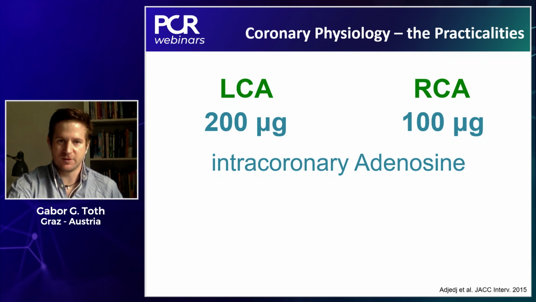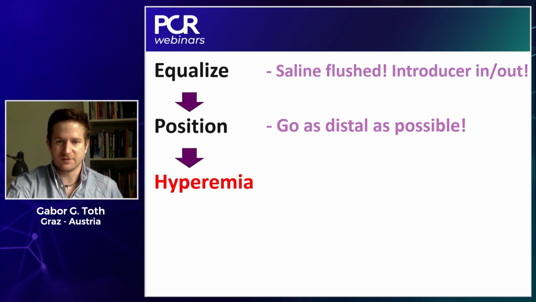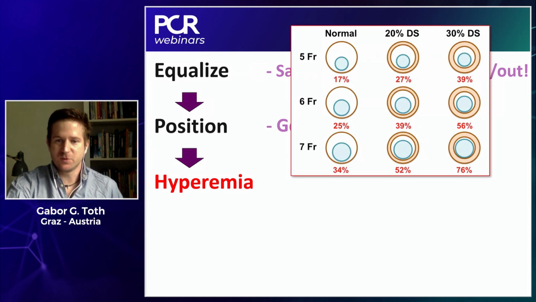Without going too much into the details, there are good data showing giving more adenosine doesn't really make more hyperemia. It won't be more maximal. You can reliably reach maximum hyperemia with this amount of adenosine if it is reliably injected in the coronary arteries. And this is why it's important to start with engaging the guiding catheter, flushing the adenosine, and then disengaging the guiding catheter. Why do we disengage?